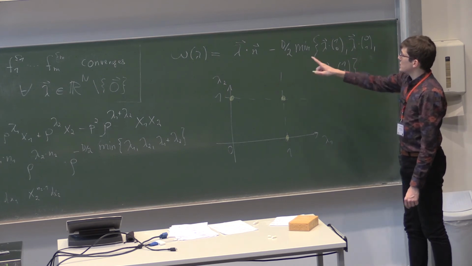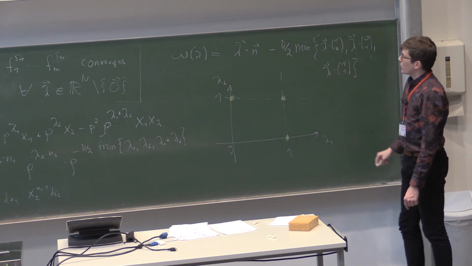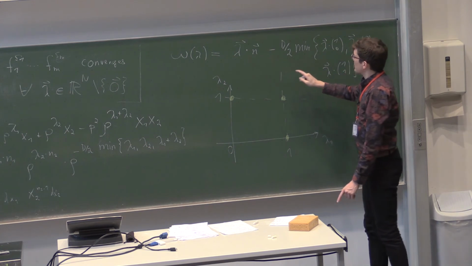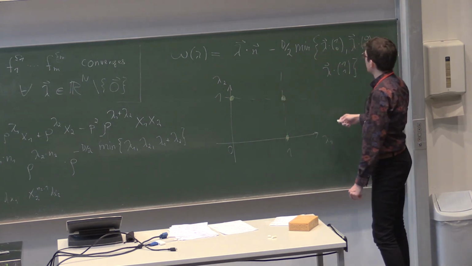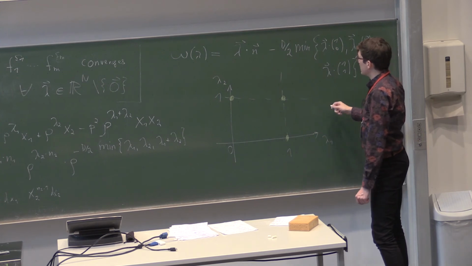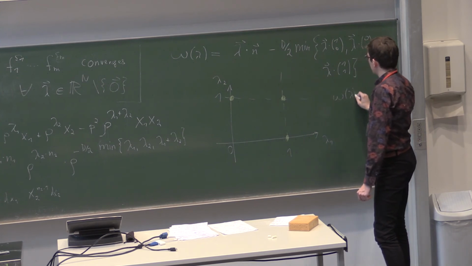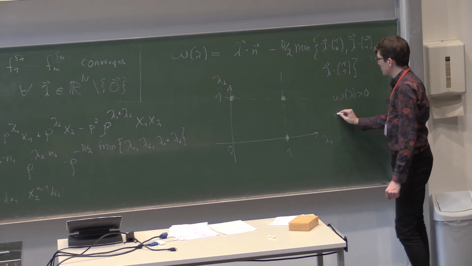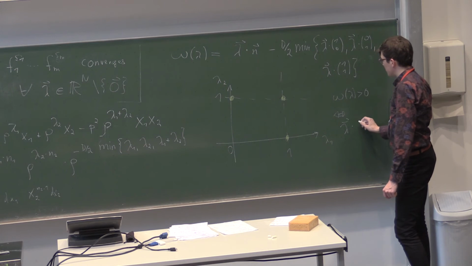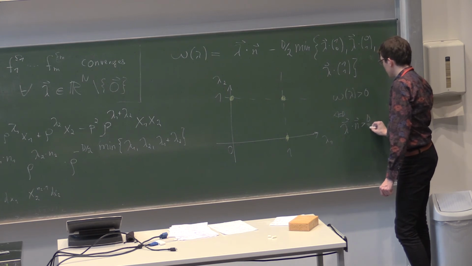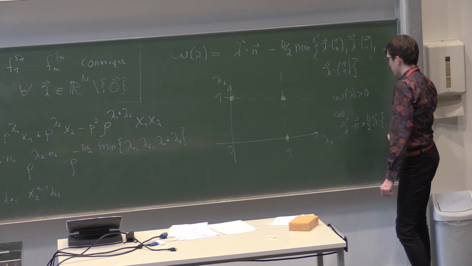And now this condition says that we want omega of lambda greater than 0, which is equivalent to the fact that lambda dot n is bigger than d over 2 times lambda dot these three special points.